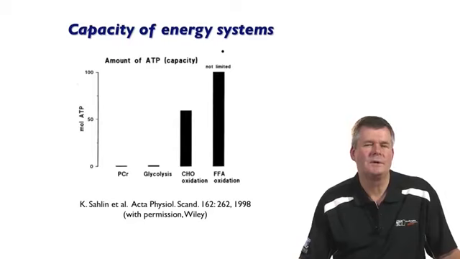Carbohydrate oxidation has a finite capacity because there's a limit to the amount of carbohydrate that we can store in the body. In contrast, the major energy store in the body is fat. And even in the leanest of endurance athletes, they have more than enough fat to keep them going effectively indefinitely, provided they continue to maintain adequate nutrition, of course. So the capacity of the system is inversely related to the power.